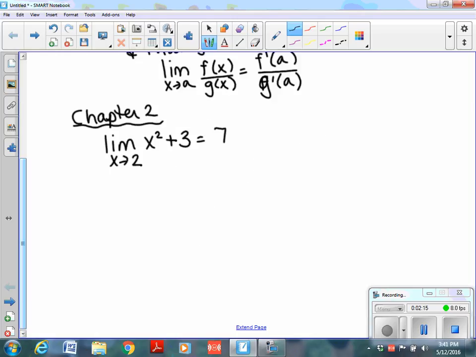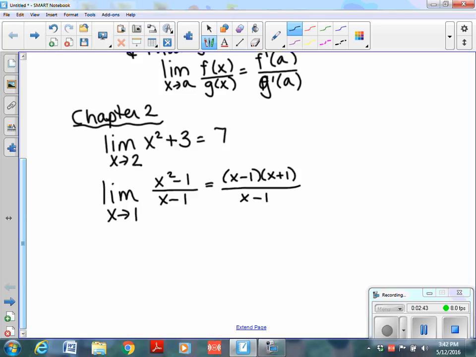Okay, one more. The limit as x approaches 1 of x squared minus 1 over x minus 1. Okay, this one's a little bit harder. In the first one, you could just substitute 2 in and get 7, but in this one, when you substitute 1 in, you're going to have 0 in the denominator. So, what you learned in chapter 2 is to factor: x minus 1, x plus 1 all over x minus 1. And these are going to cancel out. When you substitute 1 in, the limit now is 2. Okay.